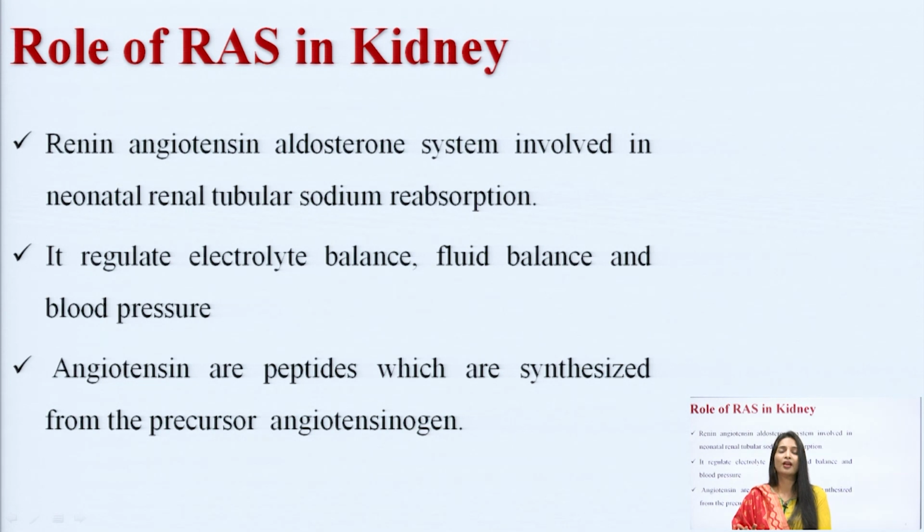What is angiotensin? Angiotensin is nothing but a peptide which has been synthesized from angiotensinogen. So from where will the angiotensin be synthesized? Angiotensinogen is the precursor. Angiotensin is a peptide which is synthesized from angiotensinogen, and angiotensinogen is synthesized in the liver.